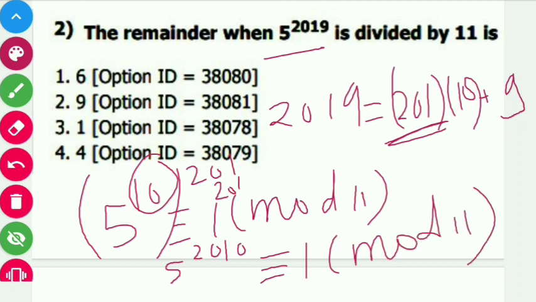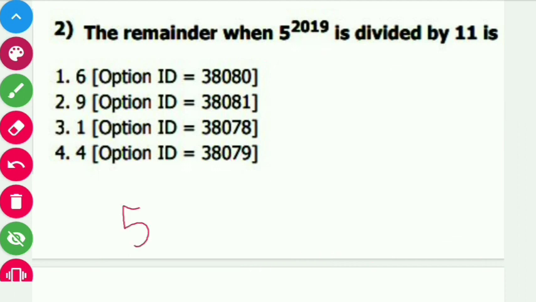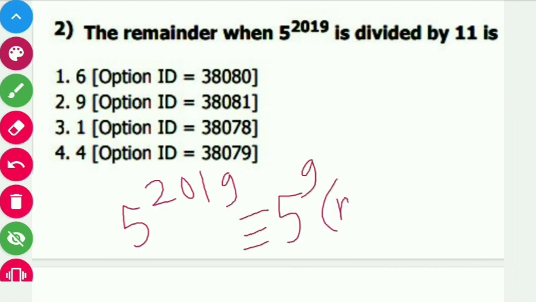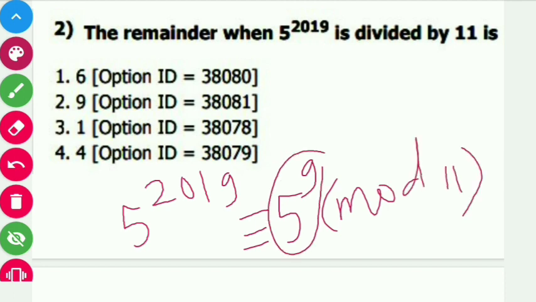But now we want 2019, and we have 2010. So just multiply by 5 raised to 9. We will get 1 into 5 raised to 9, so this is just 5 raised to 9. Now by rules of indices, 5 raised to 2019 is congruent to 5 raised to 9 mod 11, right? Now what is the main task? We have to find this number modulo 11. So take the modulo 11 of this number.